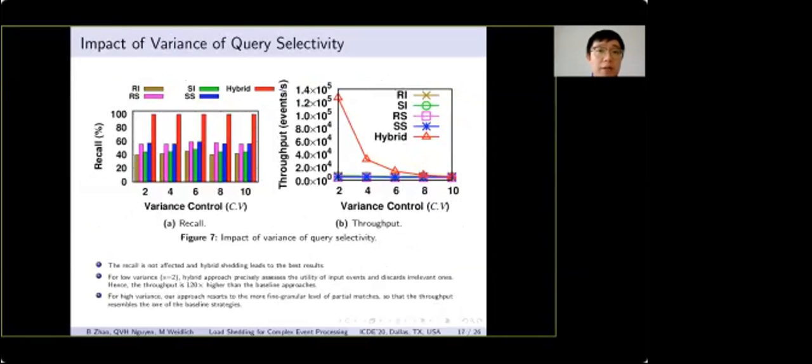We now evaluate the impact of variance of query selectivities. We control the variance by value distributions. The recall is not affected, and hybrid shedding leads to the highest results. For low variance, as x equals 2, the hybrid approach precisely assesses the utility of input tuples and discards irrelevant ones, significantly improving throughput by up to 120 times.